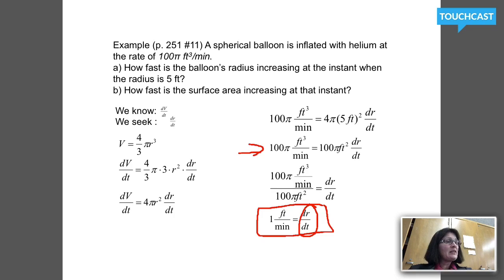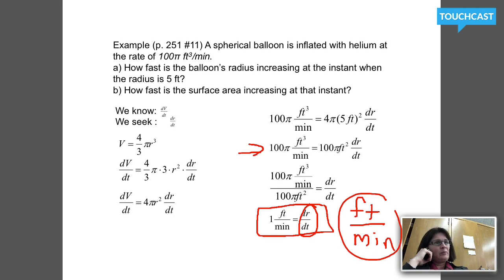So what do you think the units on r are in this problem? Well, all our distances were measured in feet, so a tiny change in r should also be measured in feet. Time has been measured in minutes, so a tiny change in time should also be measured in minutes. And I get feet per minute as my units. That matches what I have. So final answer, 1 foot per minute.